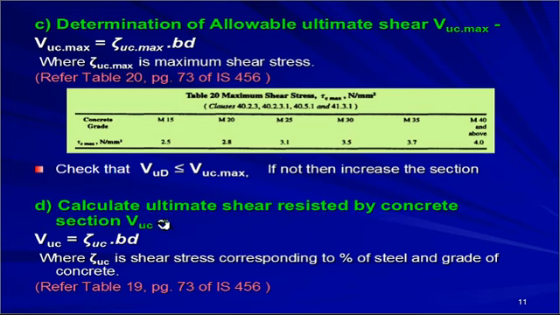Then the next step is to calculate the ultimate shear resisted by the concrete section. So we are calculating the capacity of the concrete section with only longitudinal reinforcement.